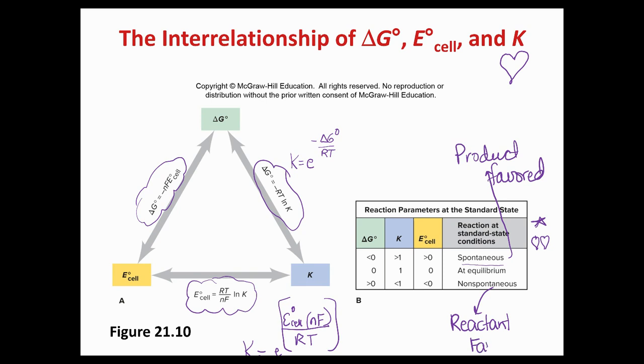Now, the second one: E naught of cell is 0, K is 1, delta G naught is 0. These would be those reversible ones that we began our equilibrium discussion with, right? Where the ratio of products over reactants is 1. Okay, so this is a really important slide to understand the relationship between all these different ideas that we've been developing over the last couple of months.